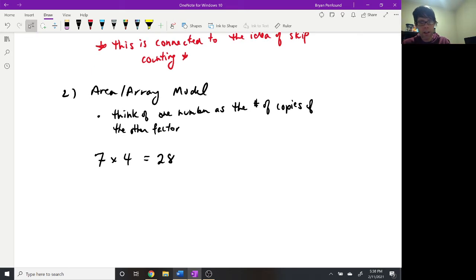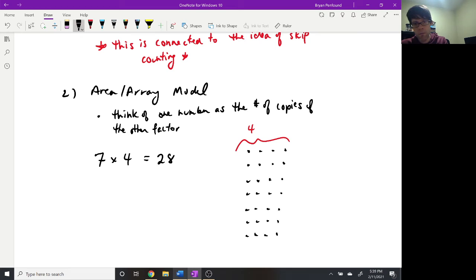The array or area model is going to say, well, let's take 4 objects, 1, 2, 3, 4. So we begin with one of our factors. And then we're going to write out 7 copies of this row. Okay, so there's 2 copies, 3 copies, etc. I think that's 7, 1, 2, 3, 4, 5, 6, 7. Yeah, so here's 7 copies of that original row. So here's the original row.